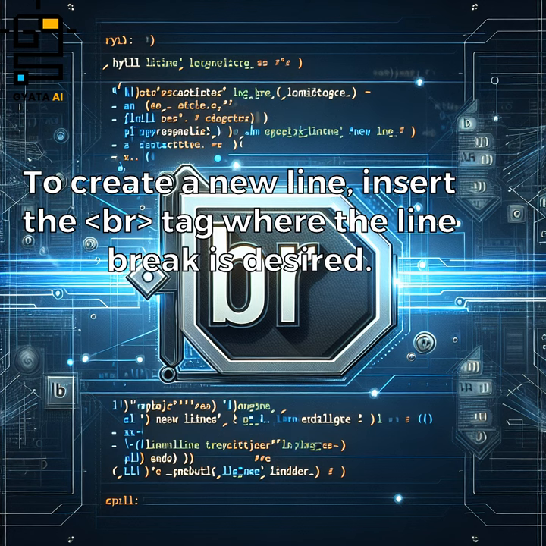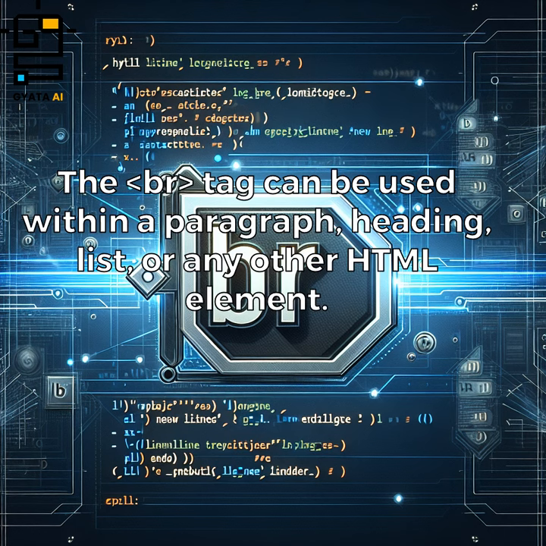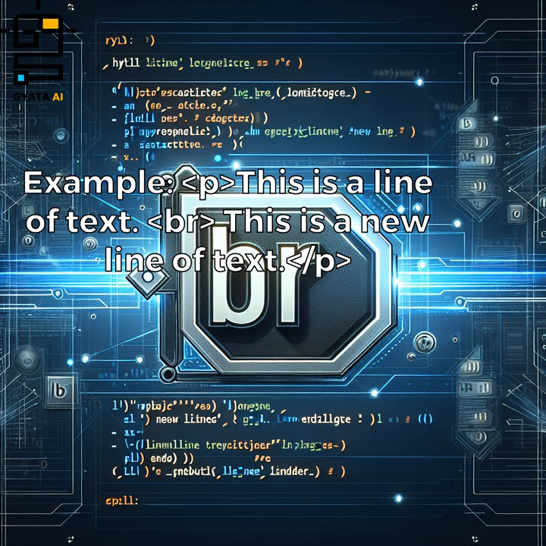How to create a new line in HTML5? To create a new line, insert the br tag where the line break is desired. The br tag can be used within a paragraph, heading, list, or any other HTML element. Example: This is a line of text. This is a new line of text.